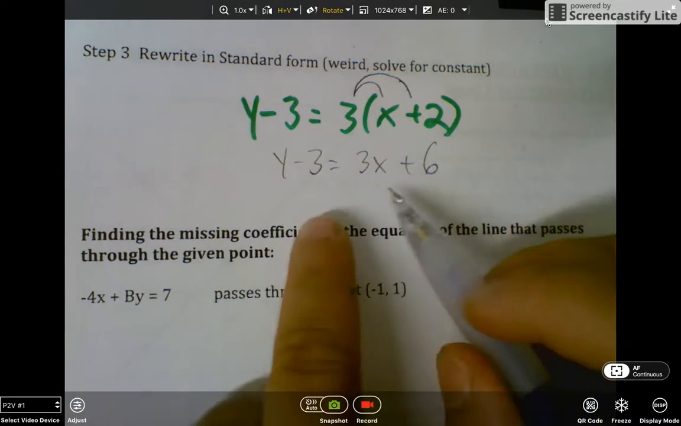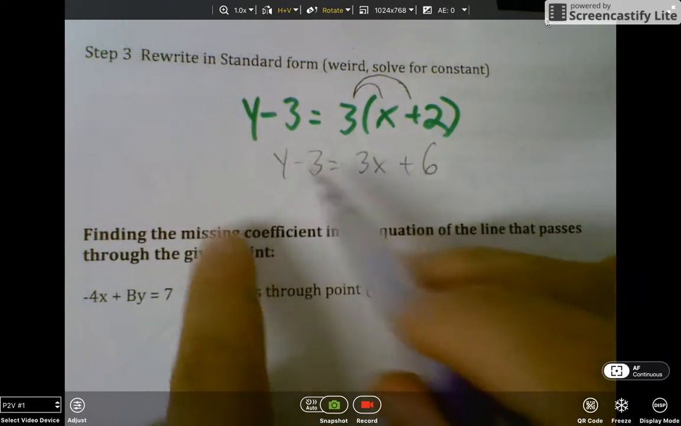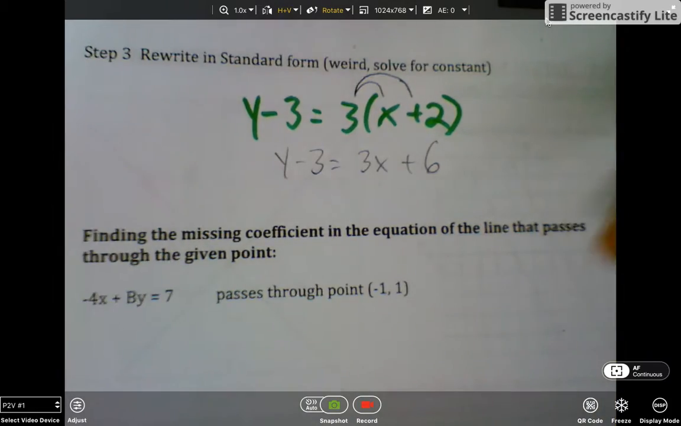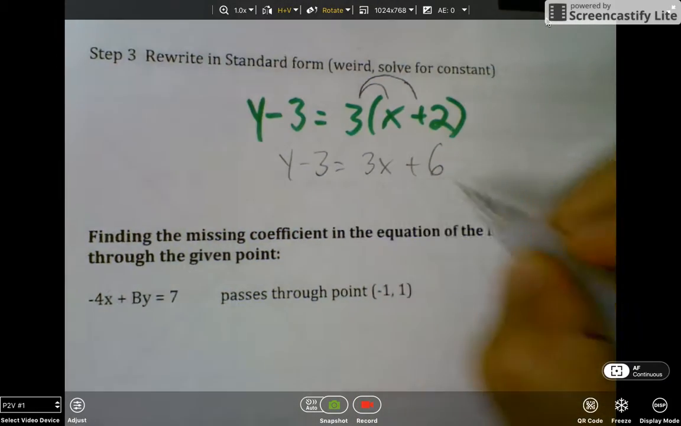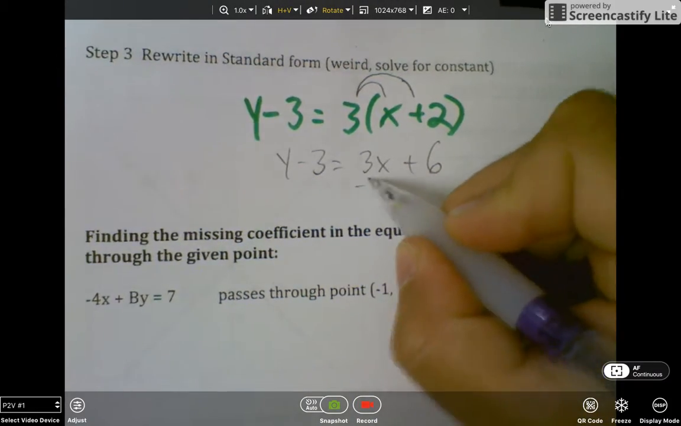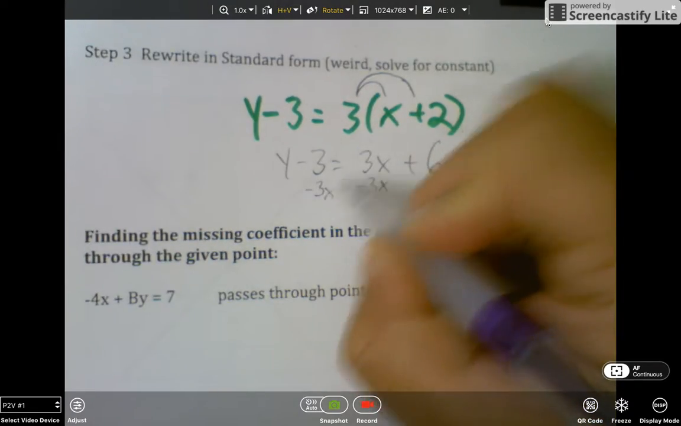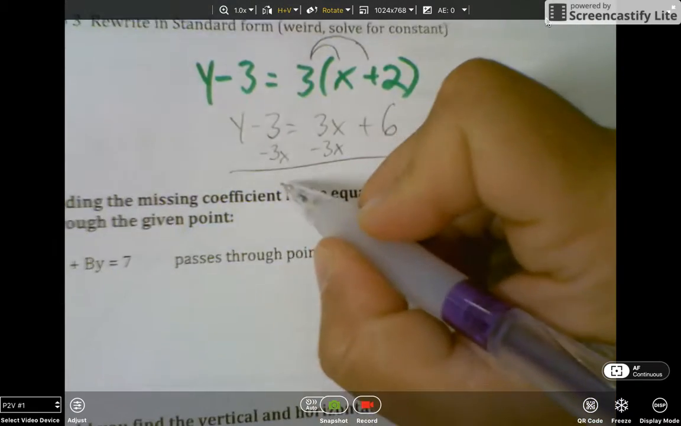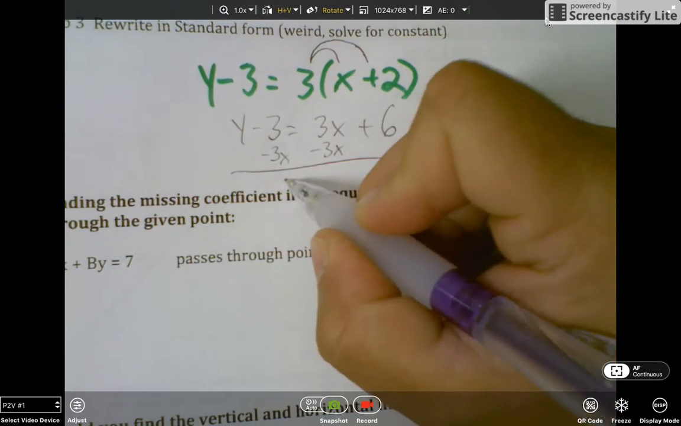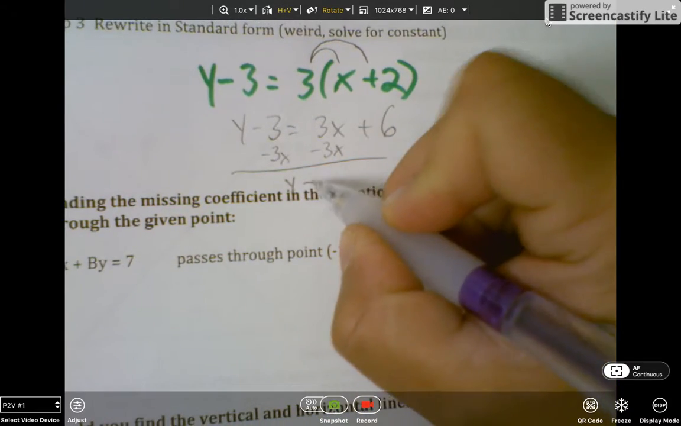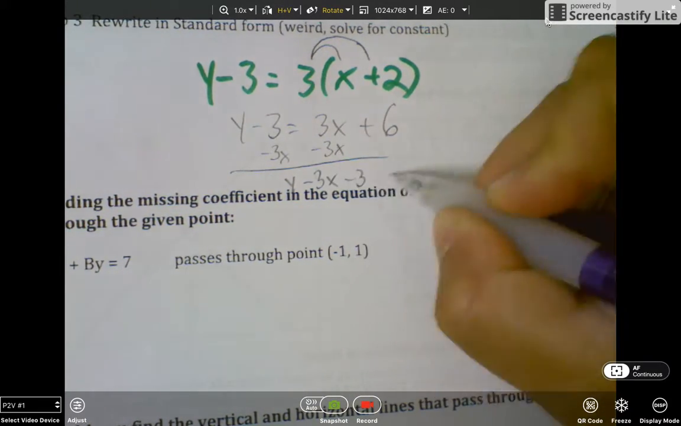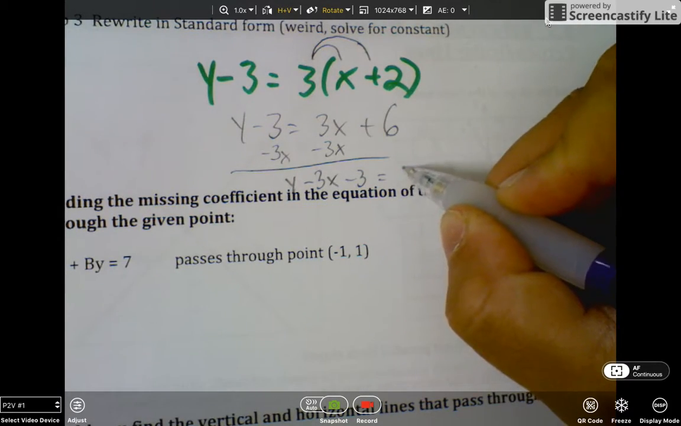So I have to get my variable terms on one side and then solve for that constant. So I think the first thing I'm going to do is bring this to this side. So I'm going to subtract 3x on either side. And I'm going to be left with y minus 3x minus 3 equals 6.